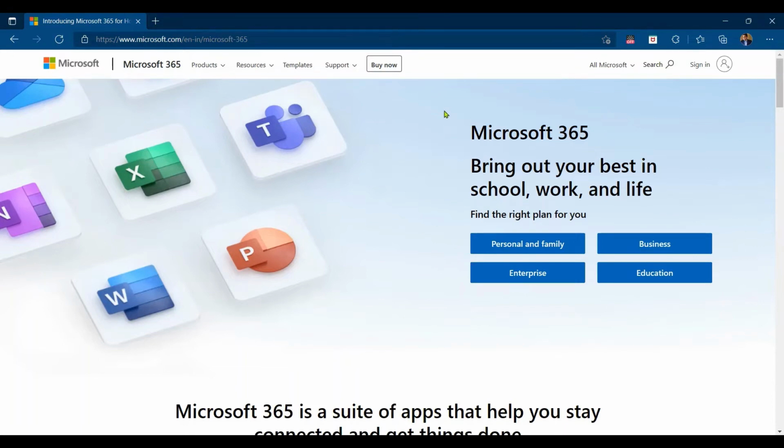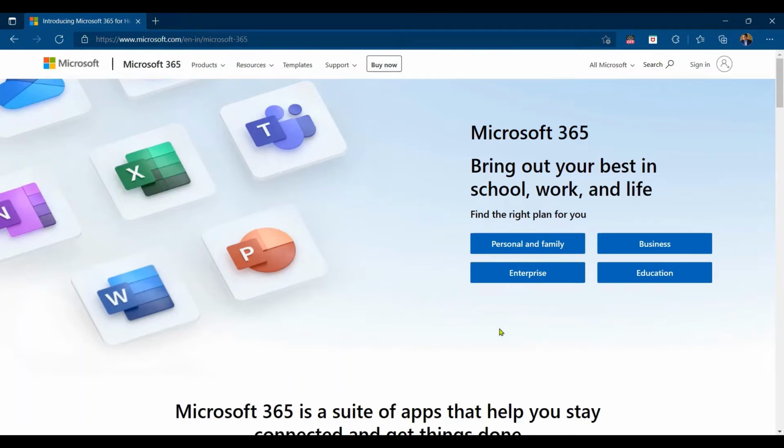And just for your clarification, Microsoft 365 is nothing but Office 365, and it has been officially renamed to Microsoft 365 a few months back. And what is Microsoft 365 and what is the difference between 365 and normal Office license? These are the things we are going to discuss in the video, right? Let's jump into the video.